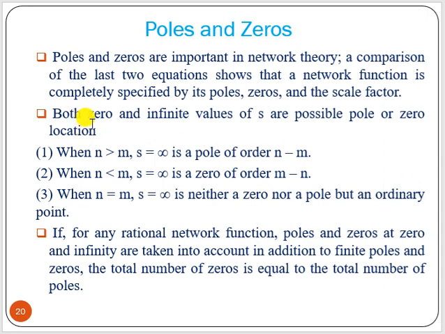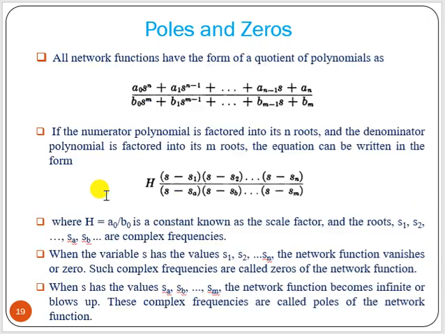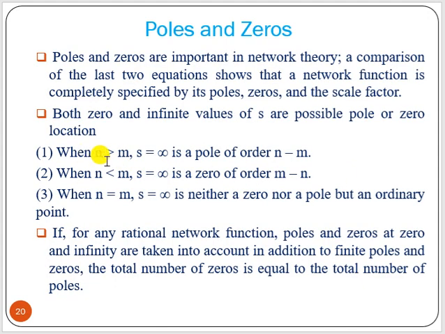Now in that case, both 0 and infinite values of s are possible pole or zero locations. Now when n is greater than m, you can see here, n is the order of the zeros, m the order of the poles. If n is greater than m, that means the number of zeros is higher. So what happens here? When n is greater than m, s equal to infinity is a pole of order n minus m.